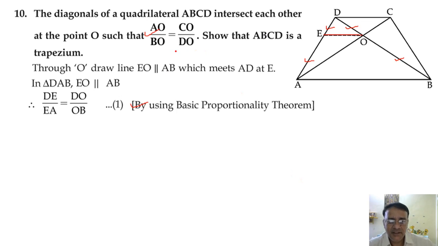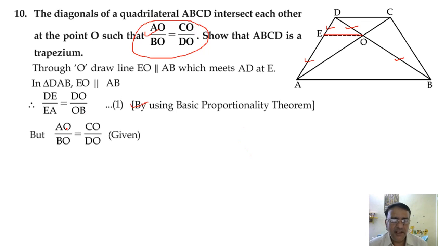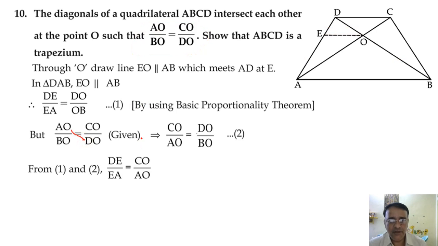Now, DE upon EA is equal to DO upon OB. But what is given? This is given: AO upon BO is equal to CO upon DO. We will interchange these two, then what do we get? DO upon BO is equal to CO upon AO. Let it be equation number 2.